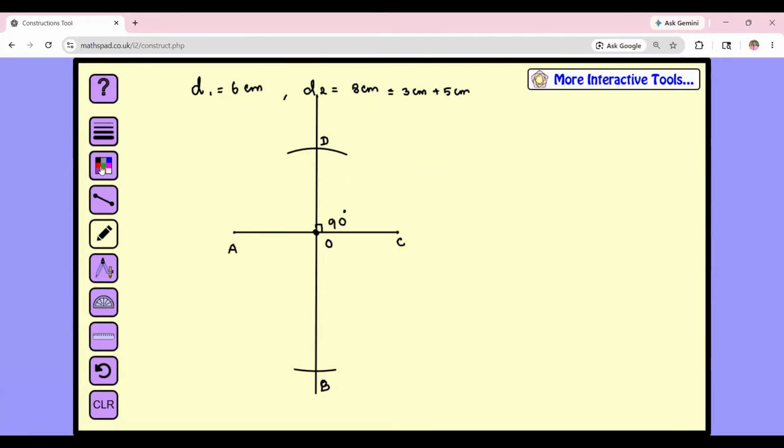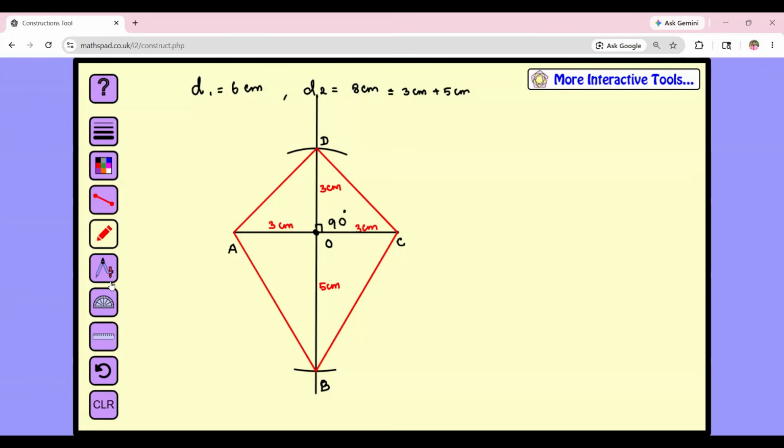Now I can just join all the points. So AD, AB, BC, and CD. This is my required kite with the given values. Now this should be 3 centimeter, 3 centimeter, and this is 5 centimeter, so total we have 8 centimeter. And here, this is 3 centimeter and this also 3 centimeter, so total we have 6 centimeter.